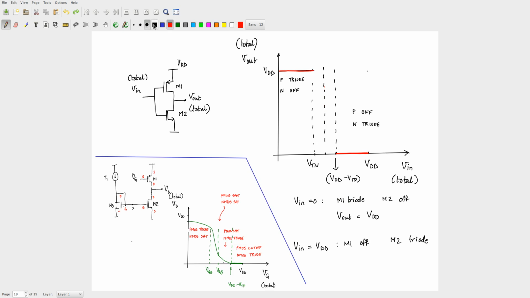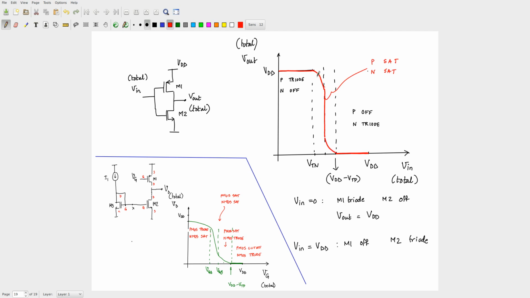You have done this in your digital circuits course. So there's going to be a region in the middle where it's vertical, and in that region what's going to happen? P will be in saturation, N also will be in saturation. Okay, now you can complete this. How do you think it's going to finish? So it's reasonable to expect this and that.